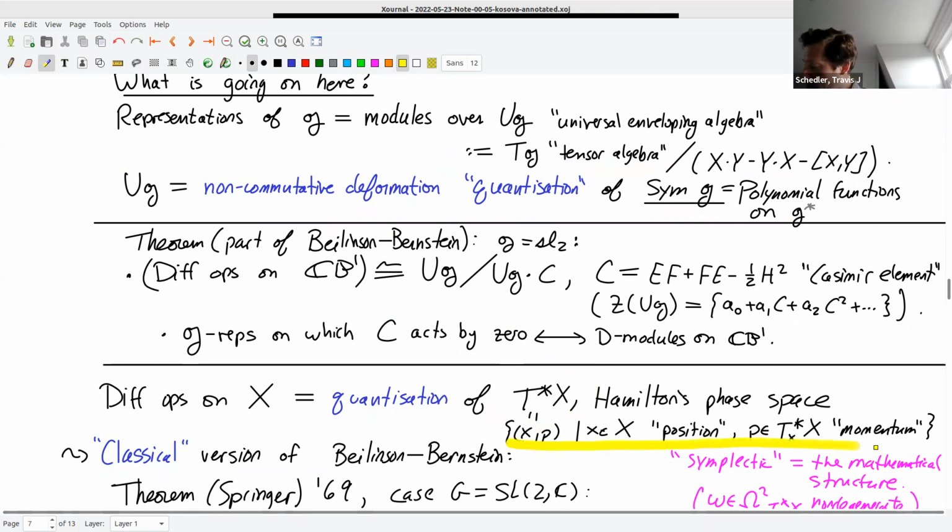If you're looking at classical and quantum mechanics, Hamiltonian mechanics says that a phase space should have a position and a momentum coordinate, which gives you something kind of like double the size of your original positional space X. And then differential operators is sort of a non-commutative quantum mechanical version.